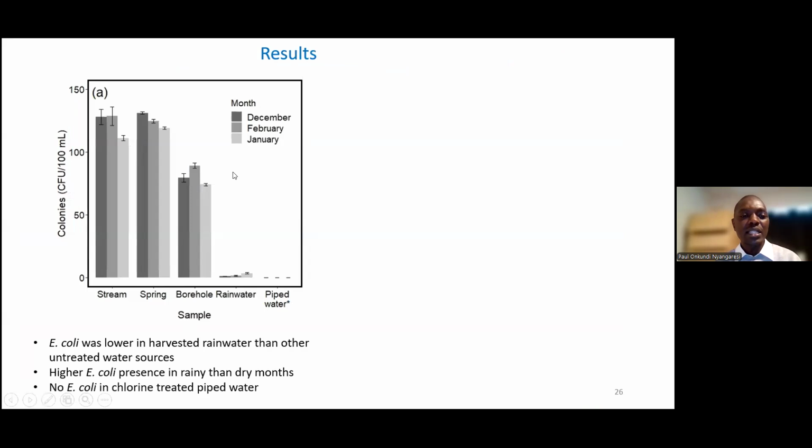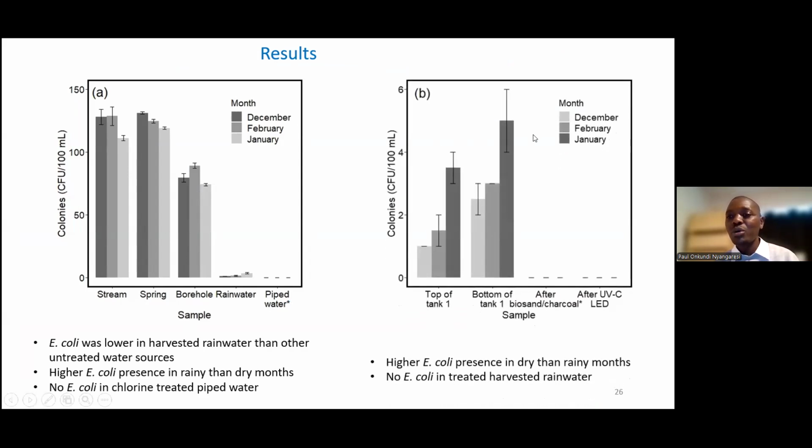In the test, I took samples from the stream, spring, borehole, rainwater, and piped water. You can see there were so many bacteria in most of the water we collected. That is E. coli. After treating it with UV light, this is what I was able to get. You can see a lot of good results here from the tank. Inside the tank, before UV, there was still E. coli, but after treatment, no microorganisms were found. From this, we saw that UV can really be beneficial and can be applied.